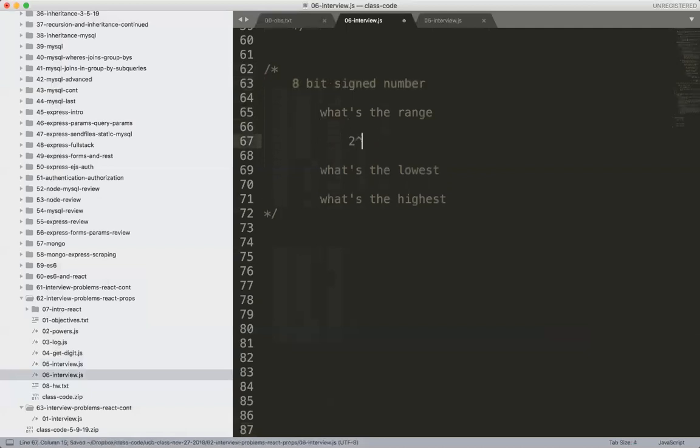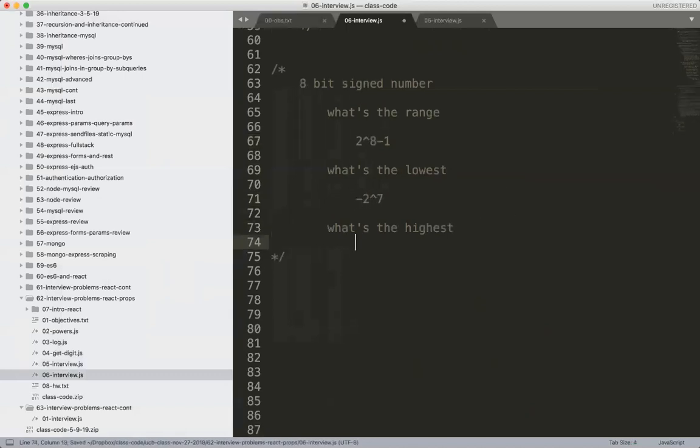2 to the 8 minus 2 to the 7. Perfect, right? 2 to the 8th minus 1 is going to be the range. That's how many numbers are between the lowest and the highest. Good. And then go ahead, say what's the lowest? 2 to the 7th, negative 2 to the 7th. And what's the highest? 2 to the 7th minus 1. Yeah, that's right. And then let's do another one.